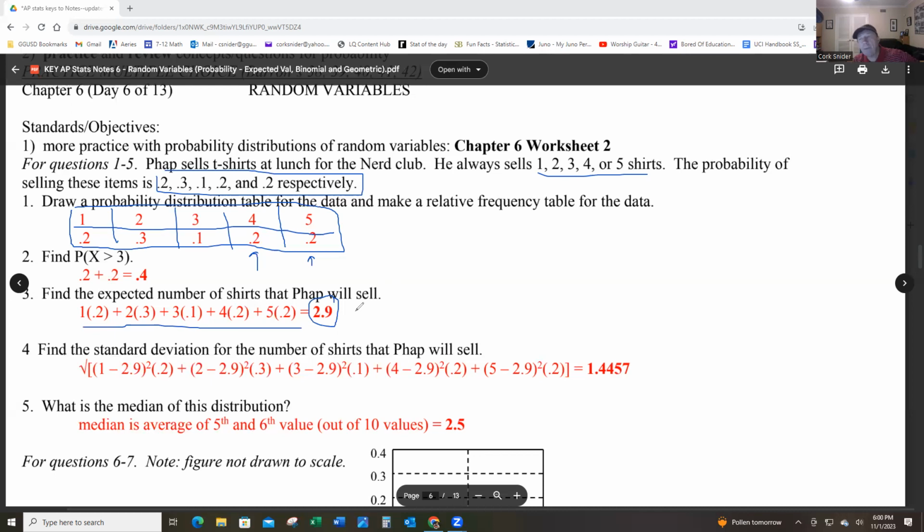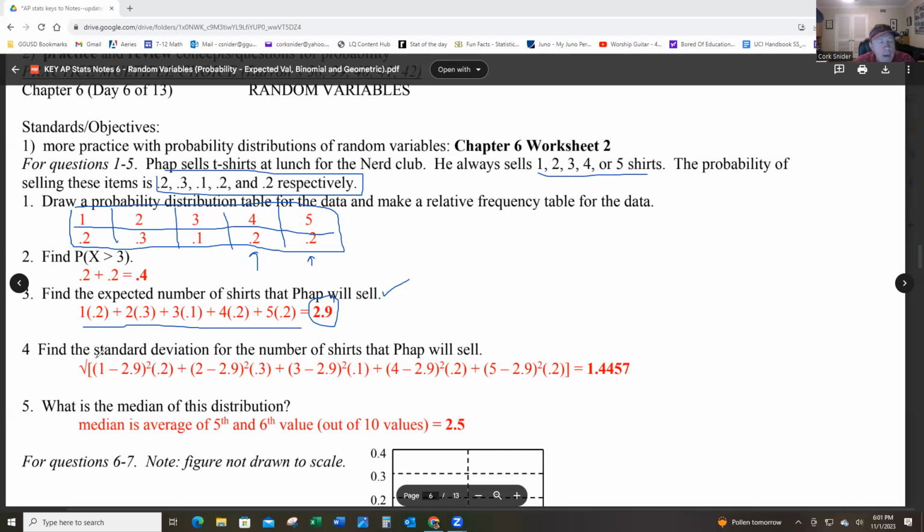Remember, you can have an average that's not a number that can happen individually, like the average number of children in America per family is like 2.3 or something like that. And of course, nobody can have a 0.3 kid, but it's the average. Kobe Bryant can average 25.2 points a game, but he'll never score 25.2 in a game. You get the idea. And then if they ask you for the meaning of this, you would say the average number of shirts Fap will sell in a day is 2.9.